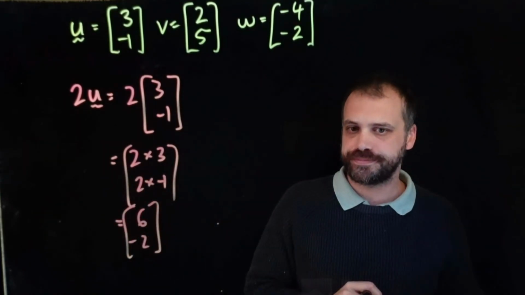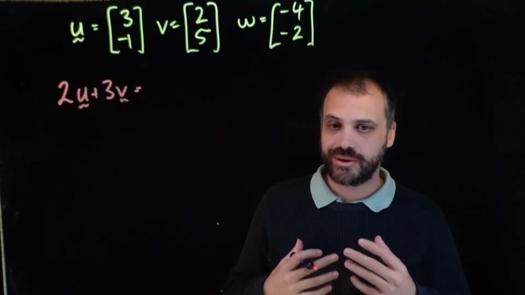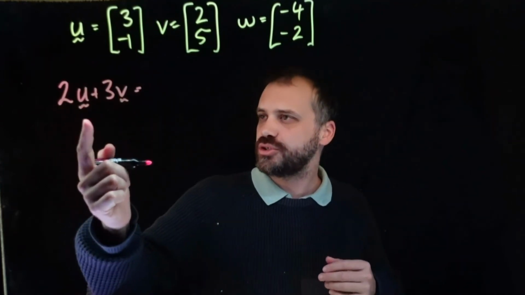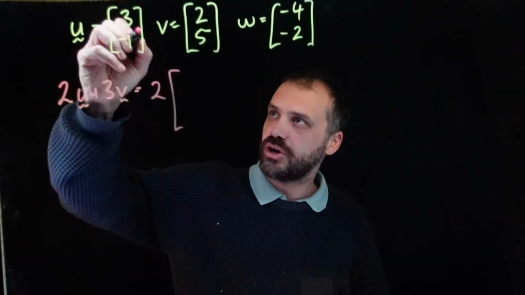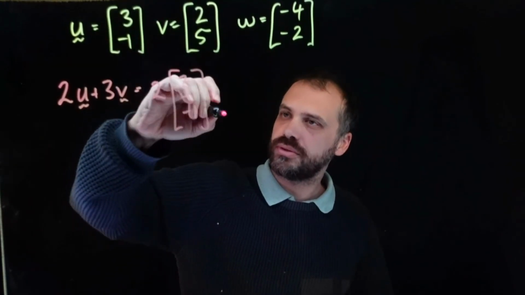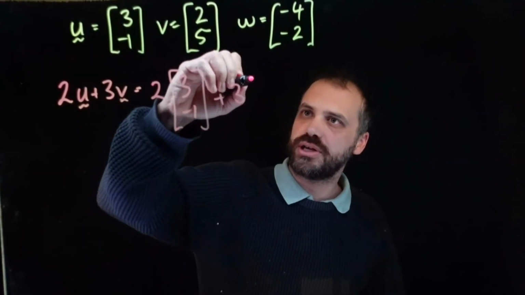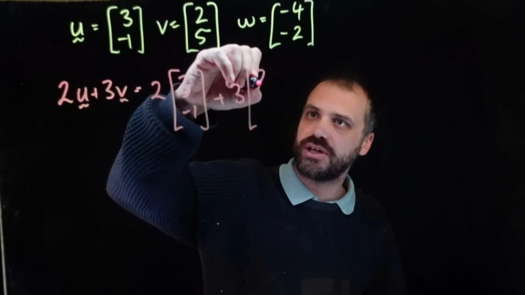Easy peasy. And finally, everything just works how it should work, right? 2 times vector u plus 3 times vector v. So we're going to do 2 times vector u plus 3 times vector v.